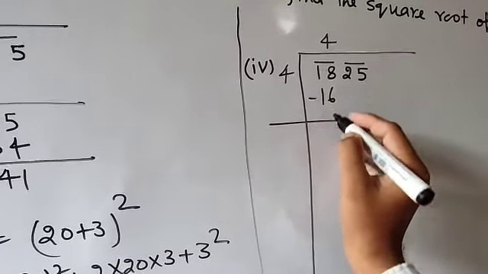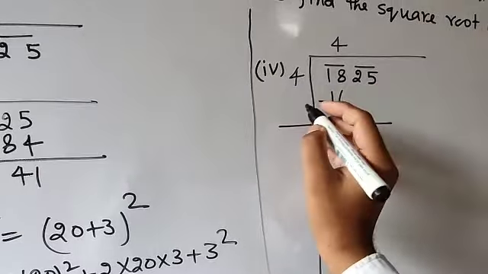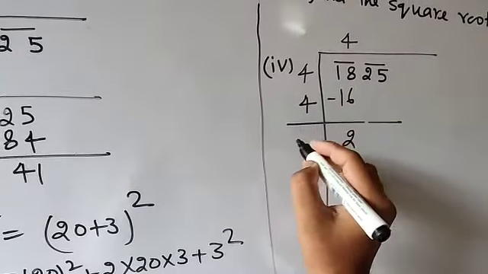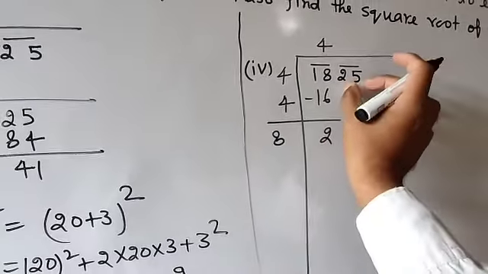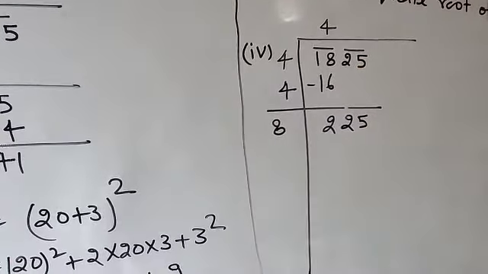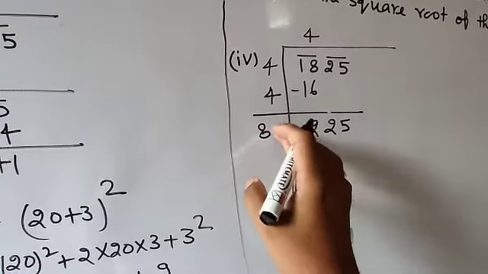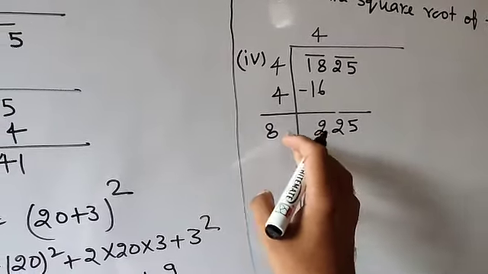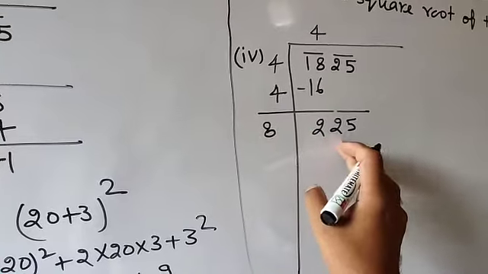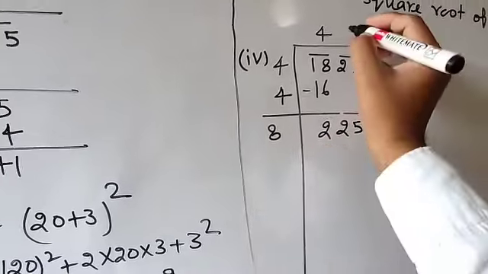Now you will subtract 18 minus 16. That is 2. Now 4 will be kept here. Then 4 plus 4, that is 8. Now you will put the next pair, that is 25. Now how many times? If you are going for 1, then 81 will be here. If 2, 2 2 is 4, 2 8 is 16. If 3, 3 3 is 9, 3 8 is 24. So at 3 it will be greater. So it will be 2 times.